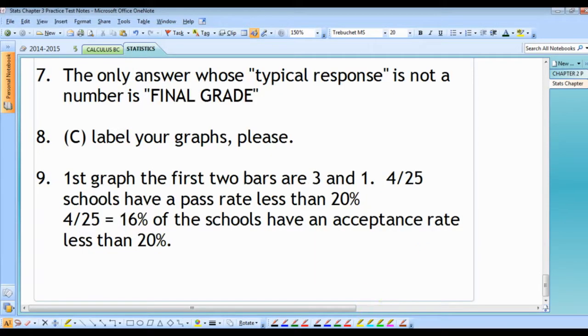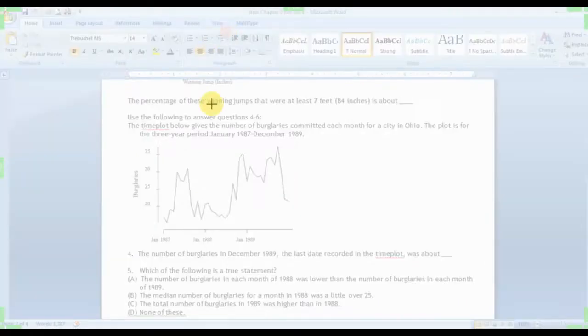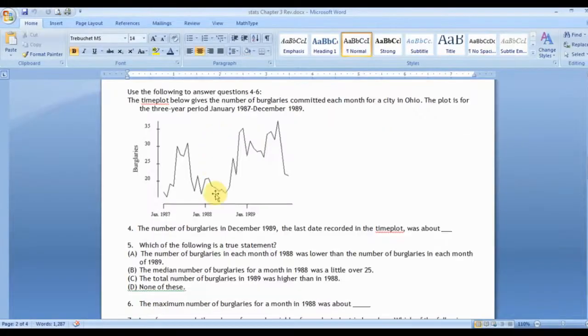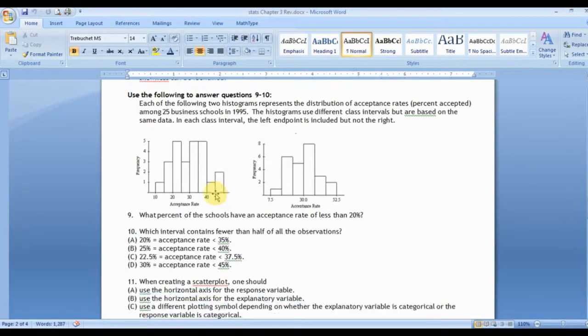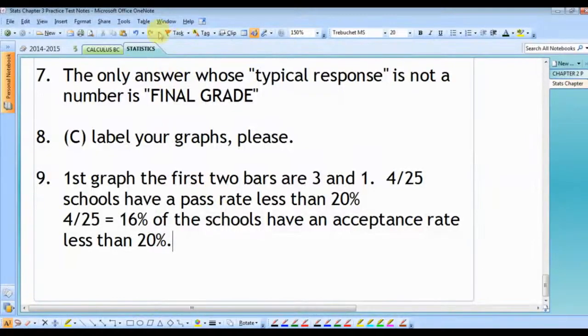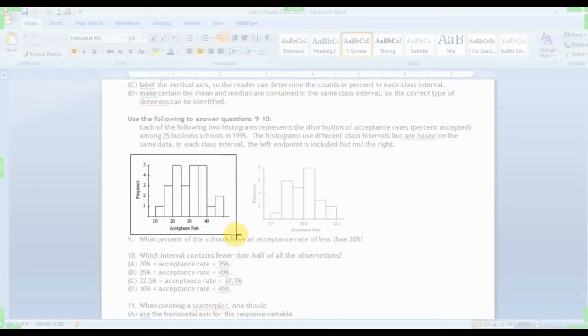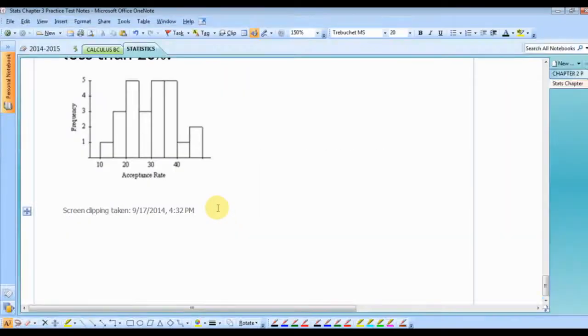Maybe I should clip that one again too. Let's clip that one and take a look at it. Shoot. You're on 10, right? Yeah. So here's some. Clip. Which interval contains. Okay.